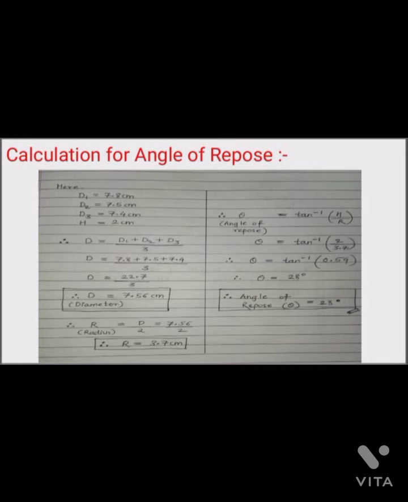So in calculation we have to take the mean of diameter which comes out to be 7.56 cm and then the radius is diameter divided by 2, so it comes as 3.7 cm. After that theta or angle of repose is equal to tan inverse h by r, means height by radius. So by putting the values the angle of repose comes as 28 degrees.